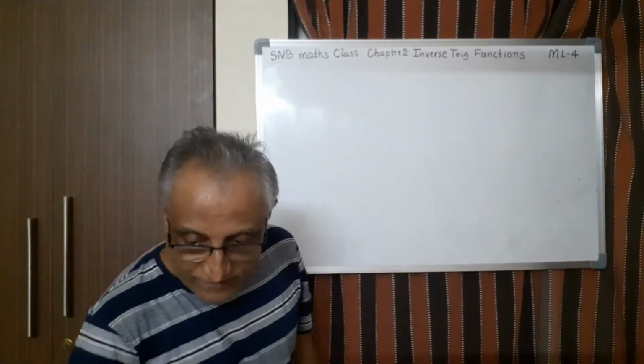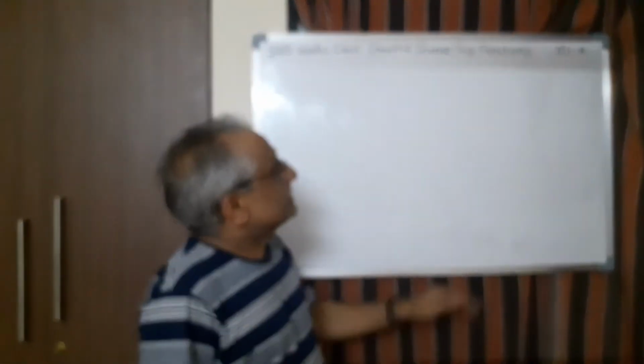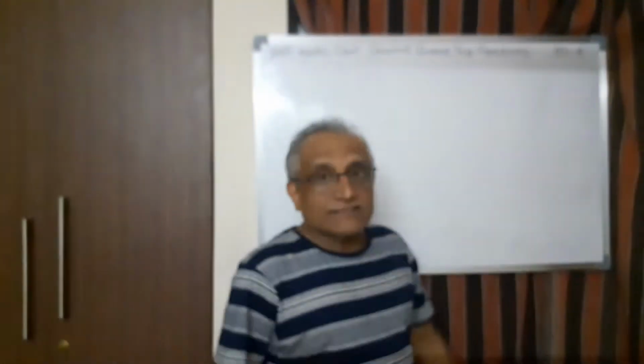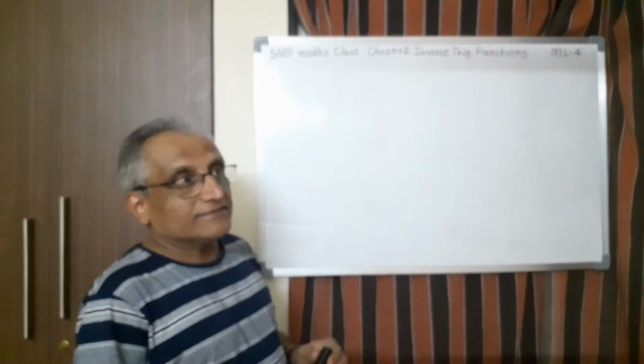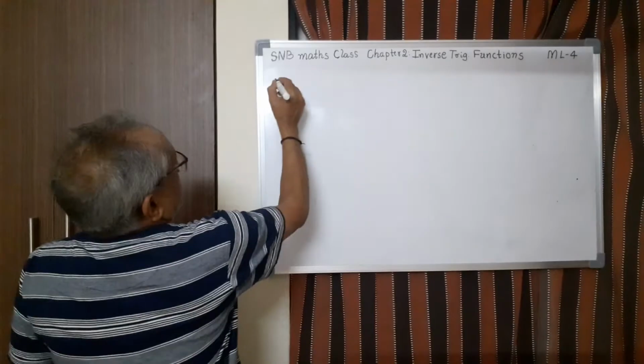Hi students, this is main lesson 4. In the last 3 lessons we have defined the 6 inverse trigonometric functions. In this lesson onwards, let us study the properties. The first property is this.